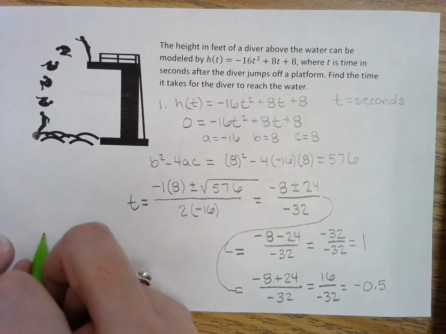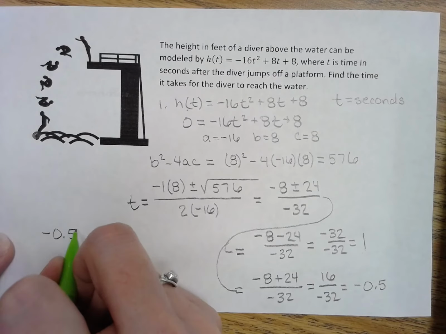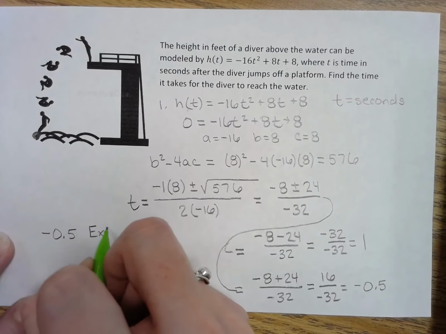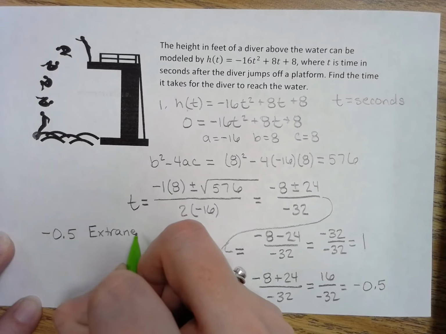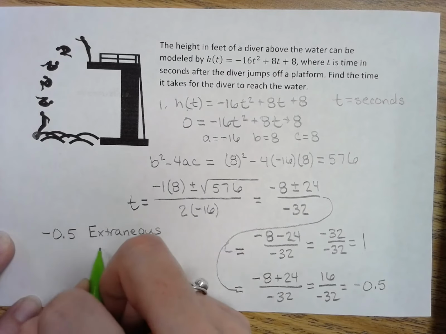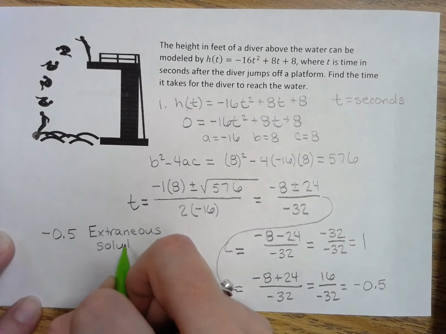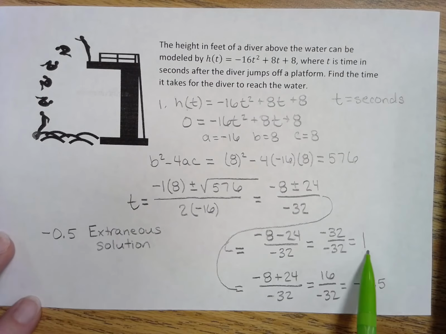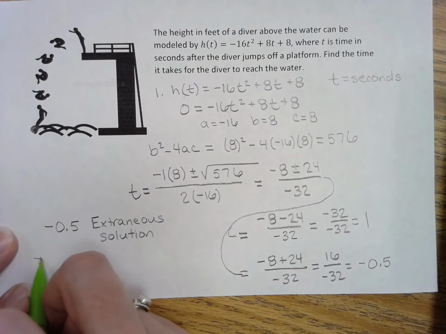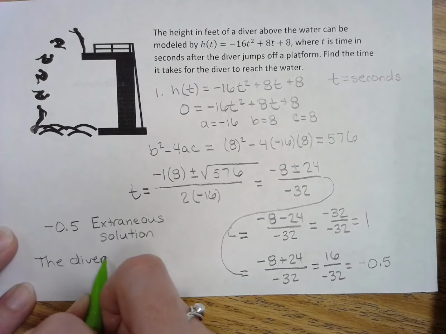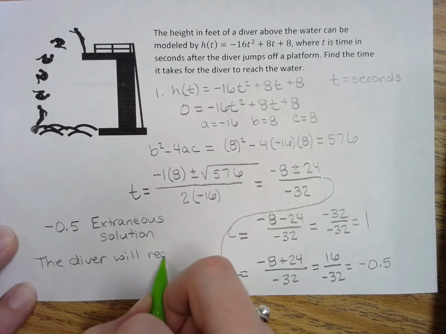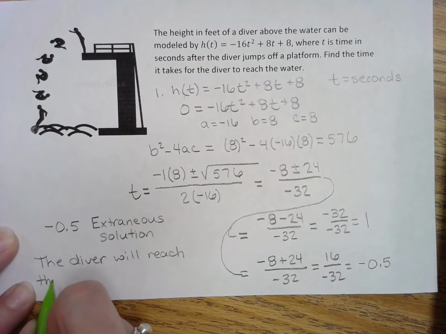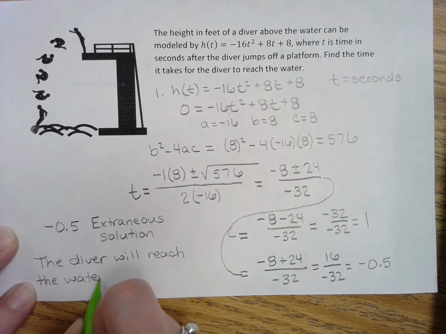Negative 0.5 is called an extraneous solution. That is because time does not make sense to be negative in this situation. The solution that we will use for our answer will be the 1. The diver will reach the water after 1 second.